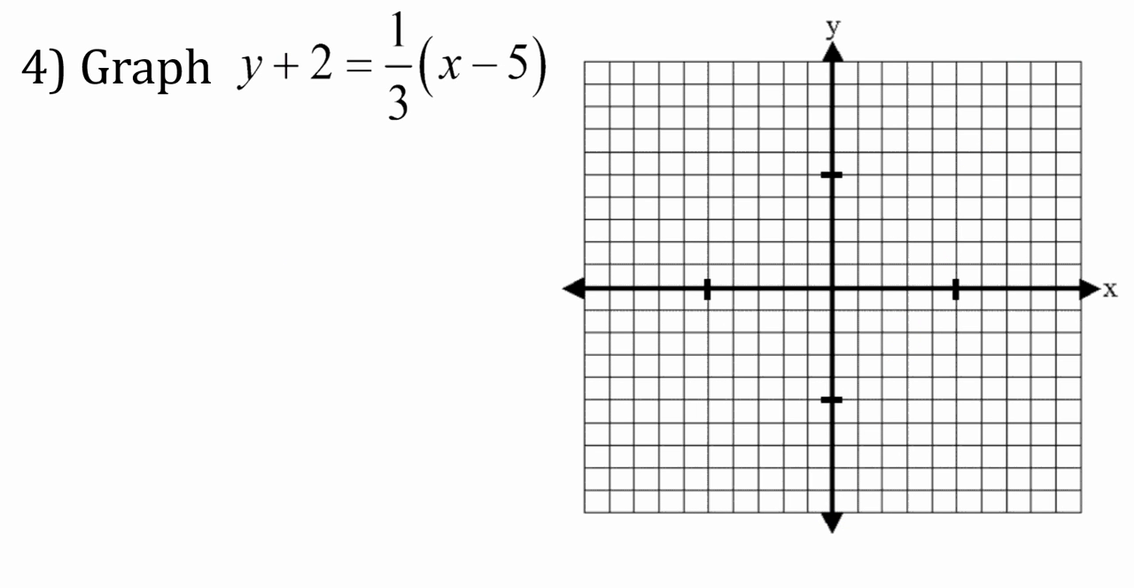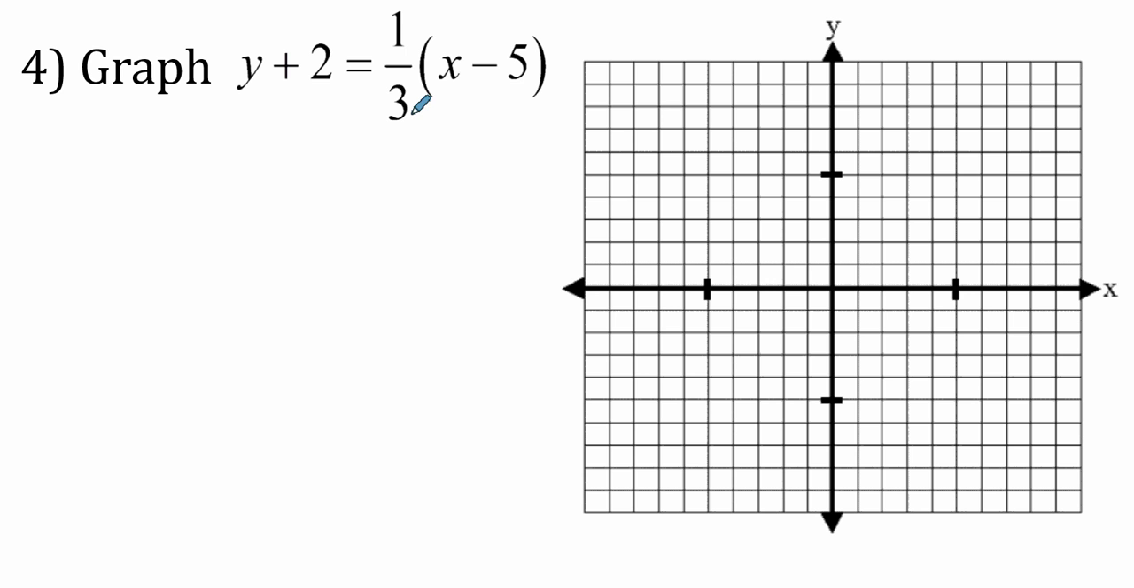So let's try this equation. Graph y plus 2 equals 1/3 times the quantity x minus 5. So let's think about, what does this equation tell us? This equation is in point-slope form, so we should know the slope and a point that belongs on the line. Well, we know the slope comes from this value here, and that's 1/3. So we know we're going up 1 and to the right 3 from point to point on our line.